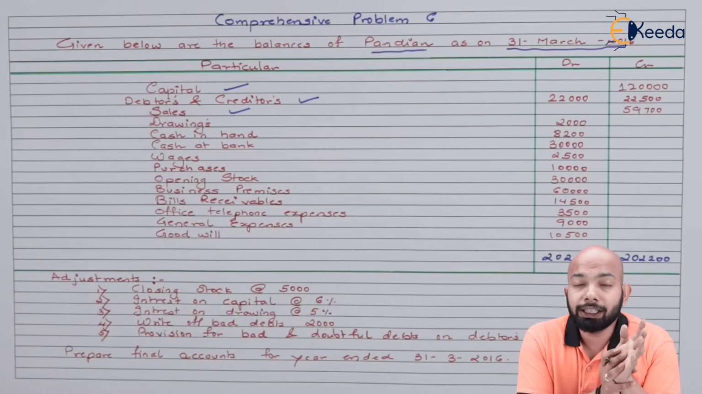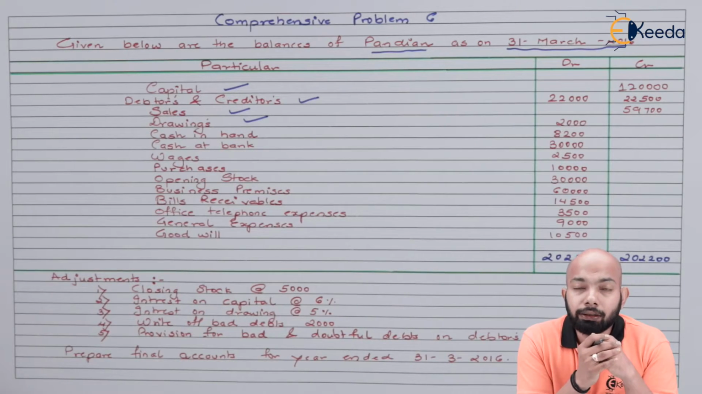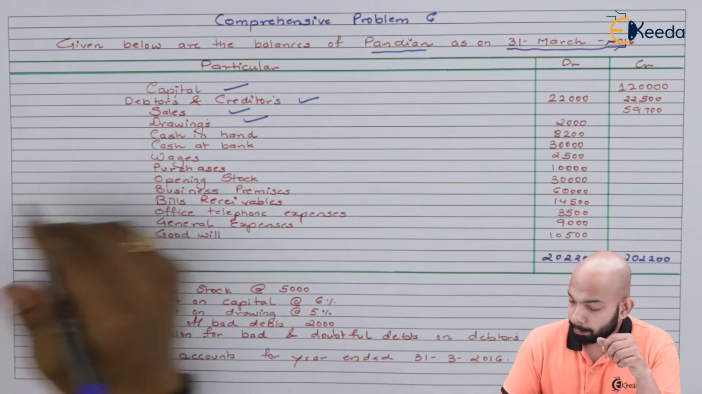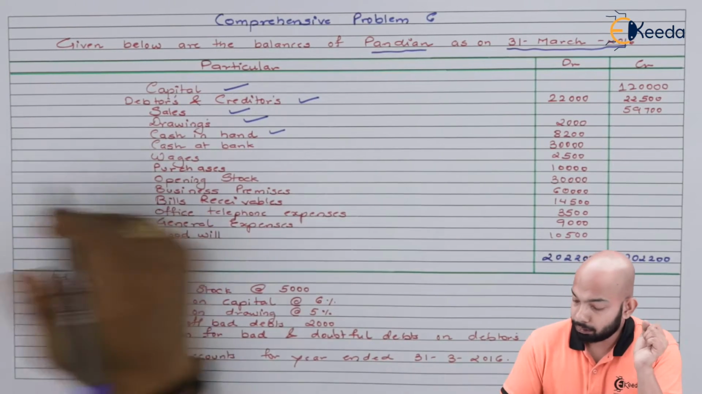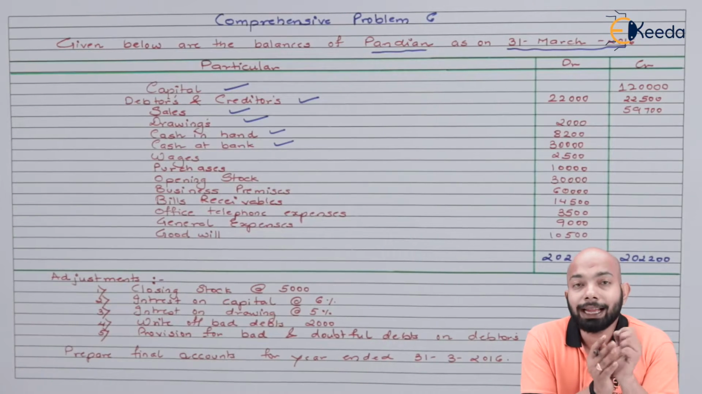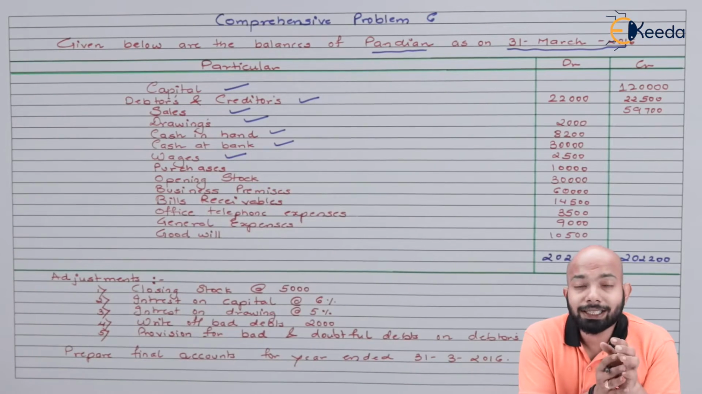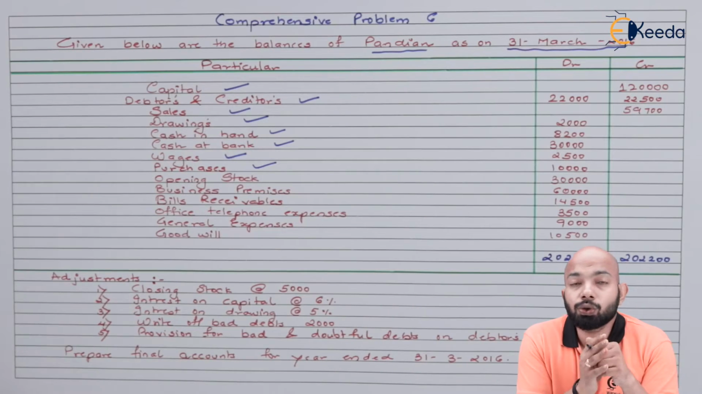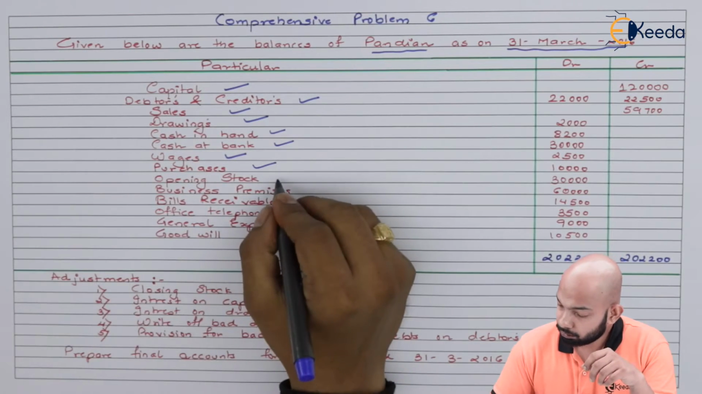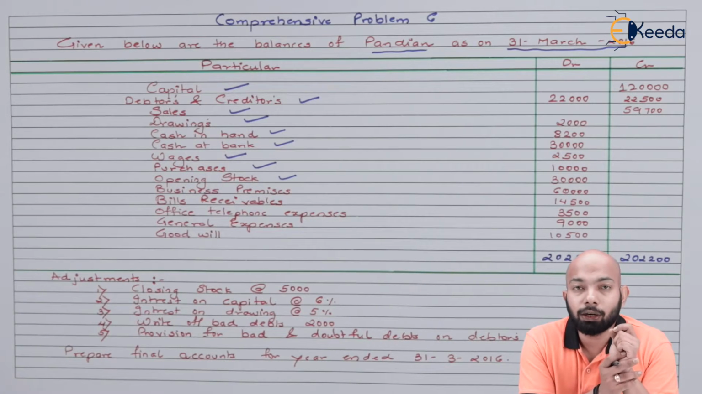Sales has been mentioned as 59,700, which is a trading account item. Drawings is 2,000, which will be subtracted from the capital balance. Cash in hand is 8,200, an asset item. Cash at bank is 30,000, again an asset item. Wages is 2,500 here. Purchases goes to 10,000. Opening stock has been mentioned as 30,000, again a trading account item.